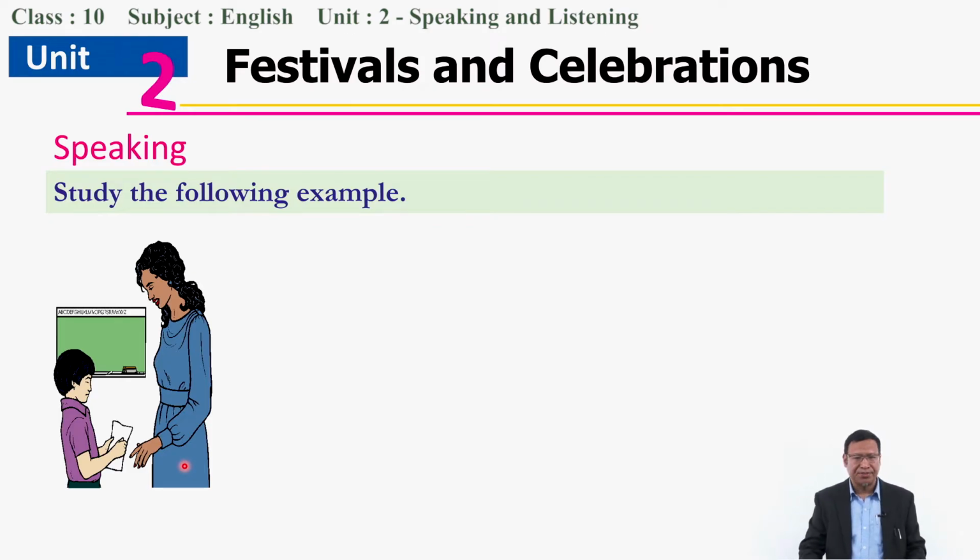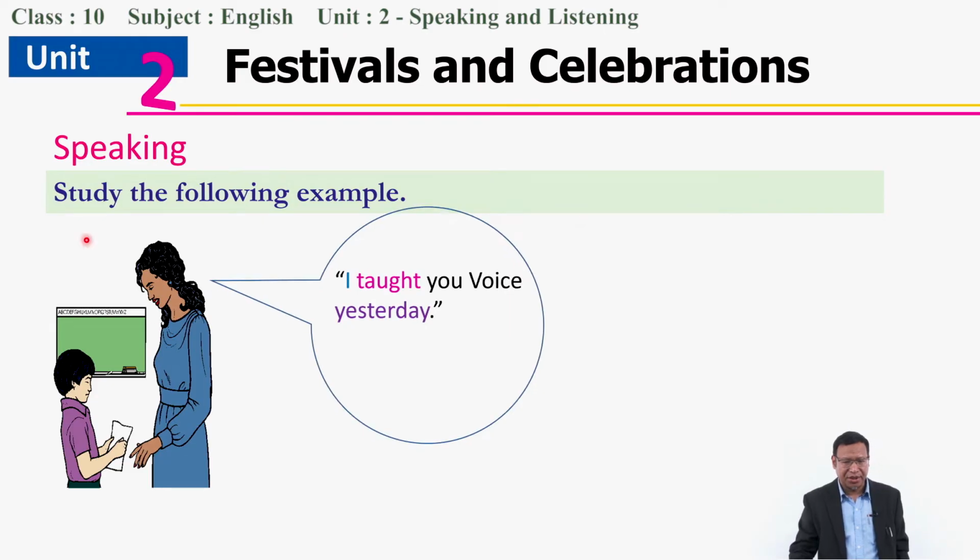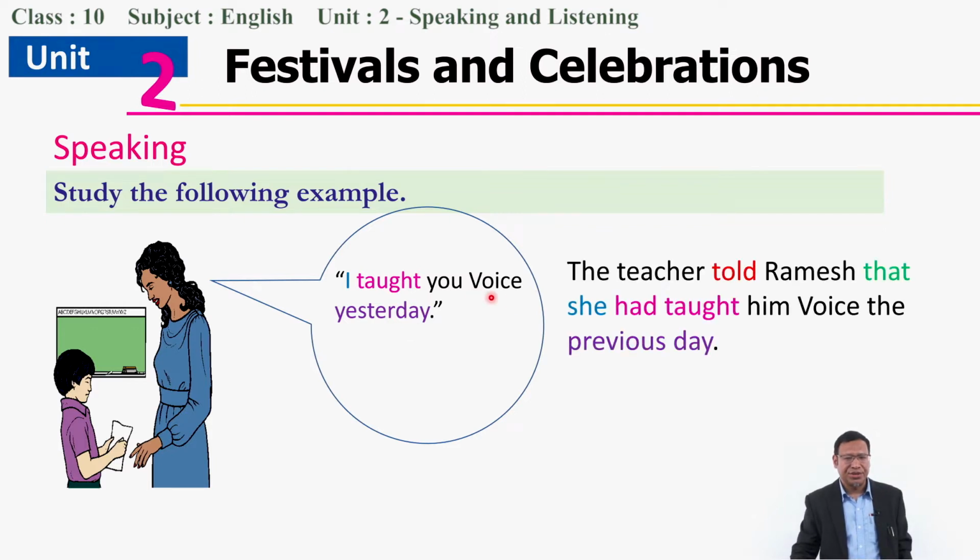Well, students, let's study some more examples. Look at this one. Let's suppose she's a teacher, and she's saying to a student, I taught you voice yesterday. So can you try how to report it? So you might be reporting like this. The teacher told Ramesh, because I taught you voice yesterday is the statement type of sentence. Therefore you say told, and let's suppose this is Ramesh. Therefore, you say the teacher told Ramesh that. That is the connective. And I is for the teacher herself, therefore she. Then I taught changes into she had taught. Then you changes into him, because this you is for the boy. So the object form of you is him. That's fine.